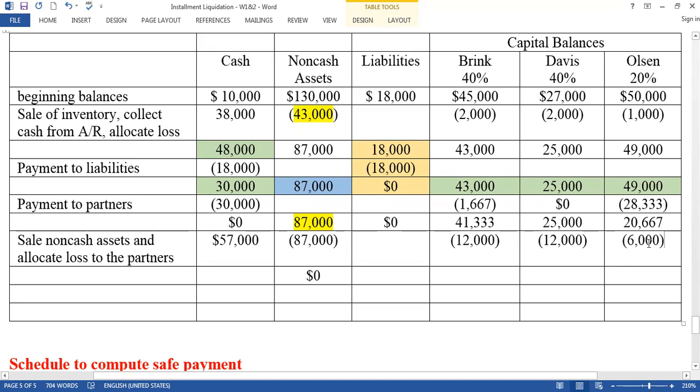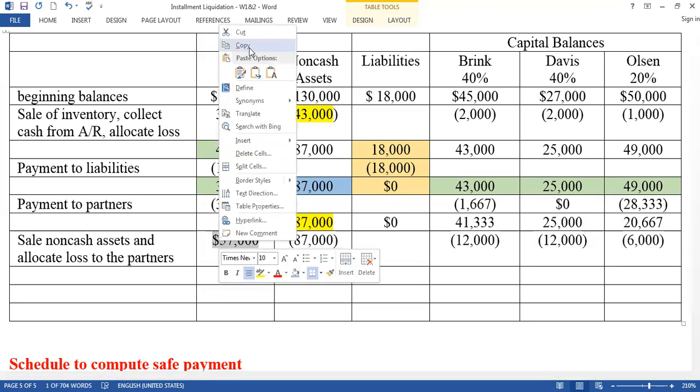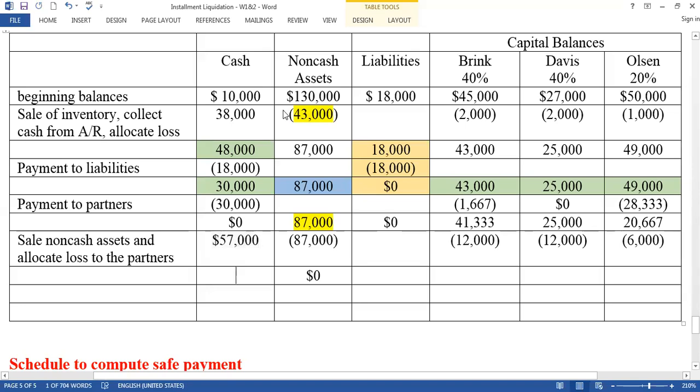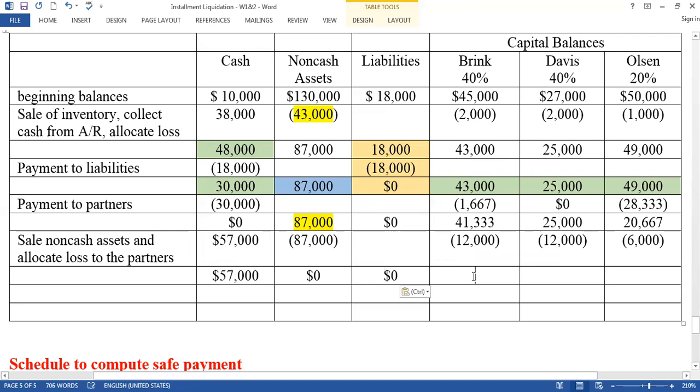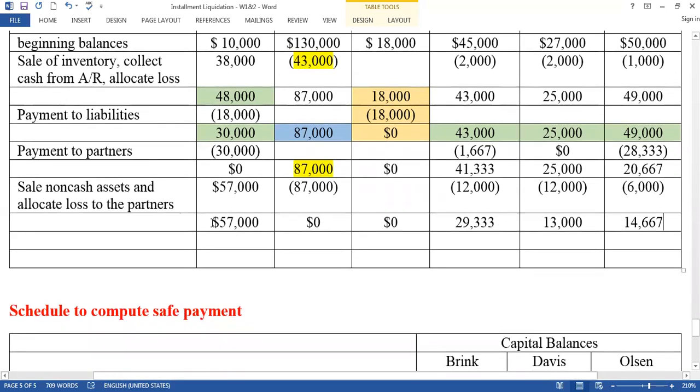Yes, $30,000 is the loss, and we allocate this loss. So after allocating the loss, what is the balance? Our cash is $57,000. Assets become 0. Liability is already 0. So what are their balances now? The balances are now 29,333, then $13,000, and 14,667. So after allocating the loss, these are the balances.